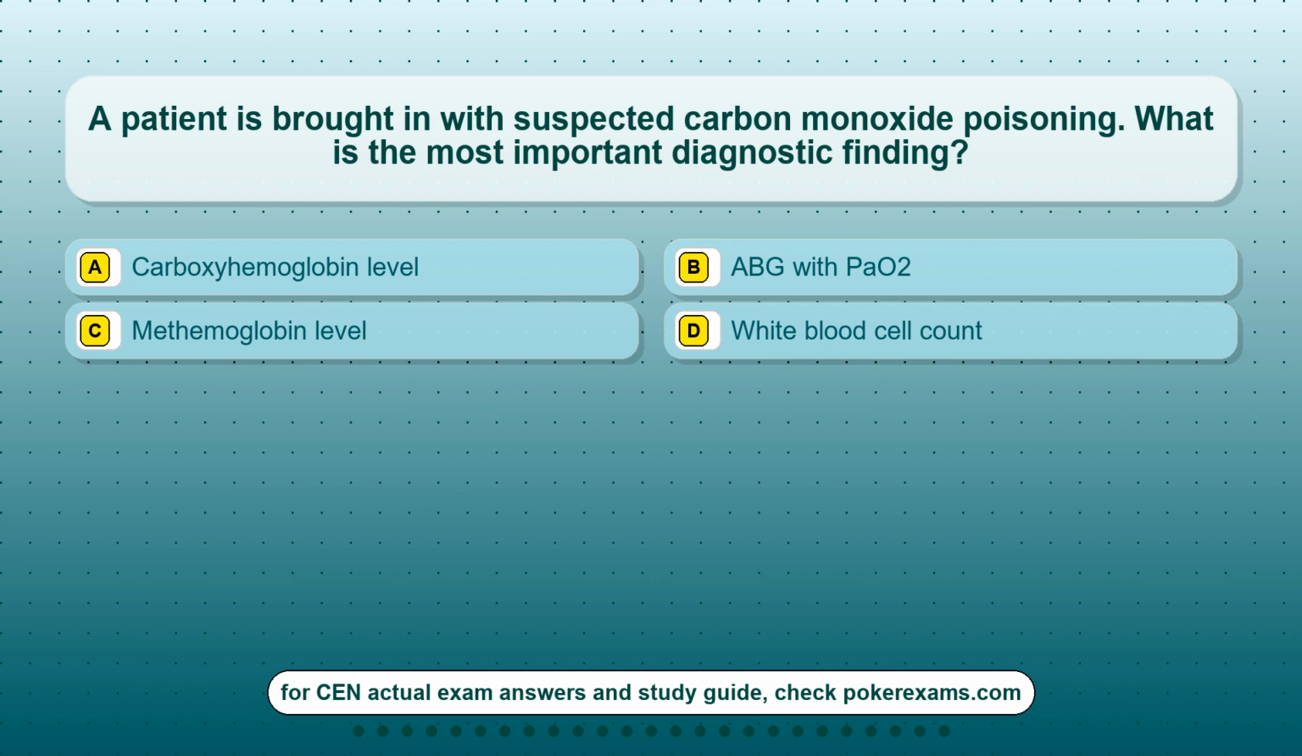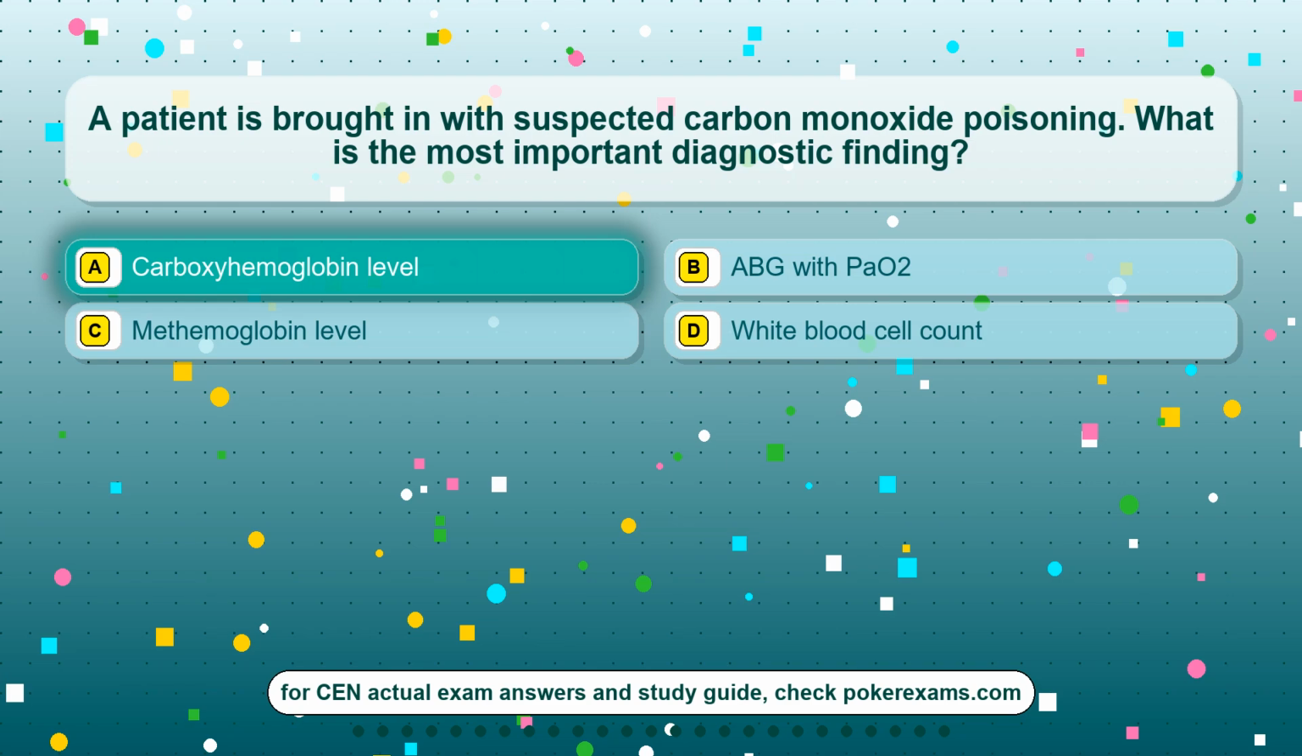Question 4. A patient is brought in with suspected carbon monoxide poisoning. What is the most important diagnostic finding? Option A, carboxyhemoglobin level. Option B, ABG with PaO2. Option C, methemoglobin level. Option D, white blood cell count.